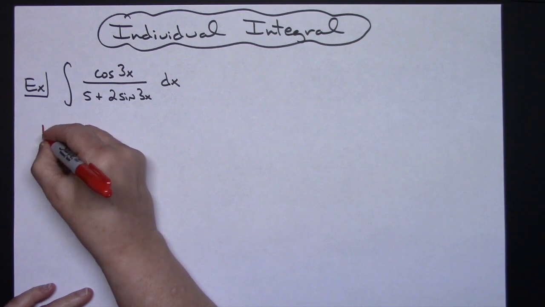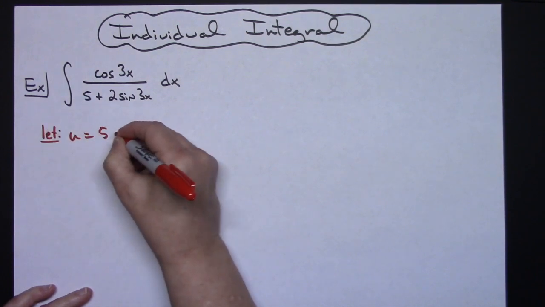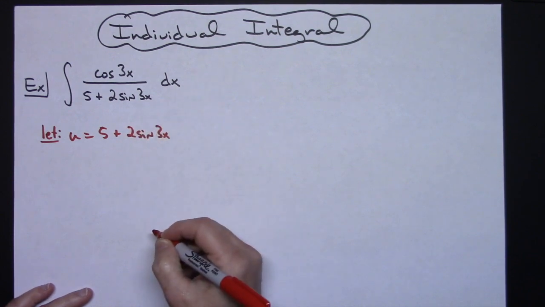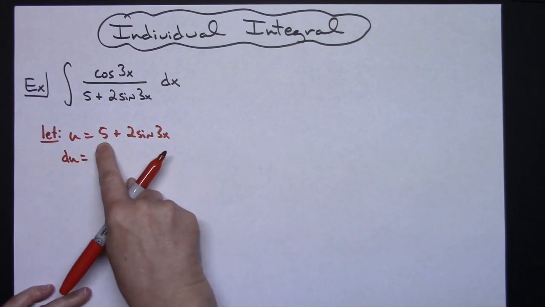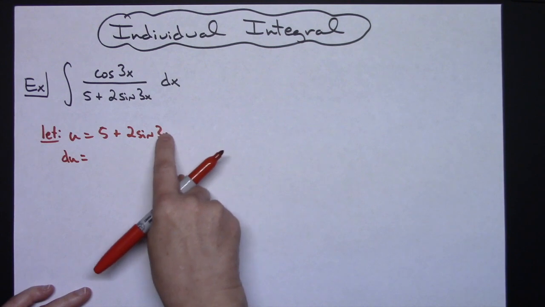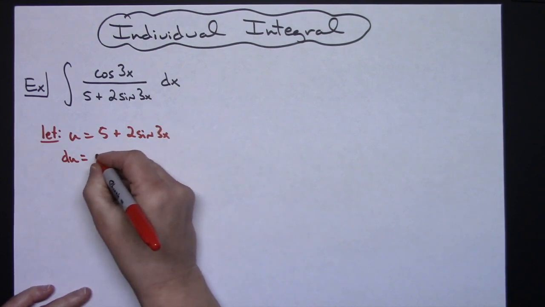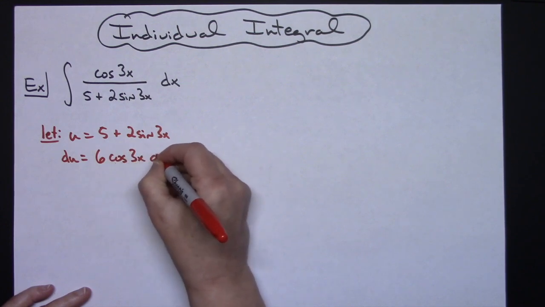So I'm going to start by letting u equal 5 plus 2 sine 3x. All right, then I'm going to take the derivative of both sides. I'll have a du is equal to, this is going to go away. Taking the derivative here, can't forget chain rule, you're going to have an extra 3 that's going to be multiplied by that 2 out in front. So we'll have a 6 cosine 3x dx.